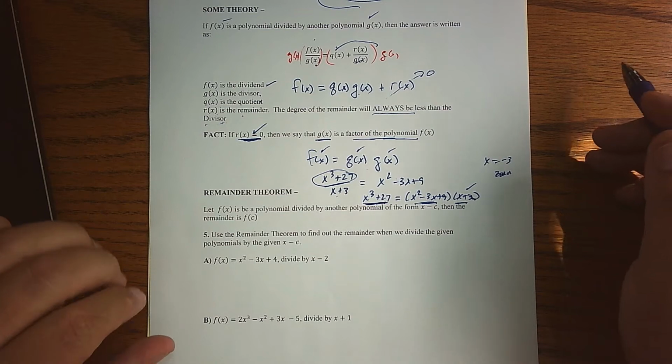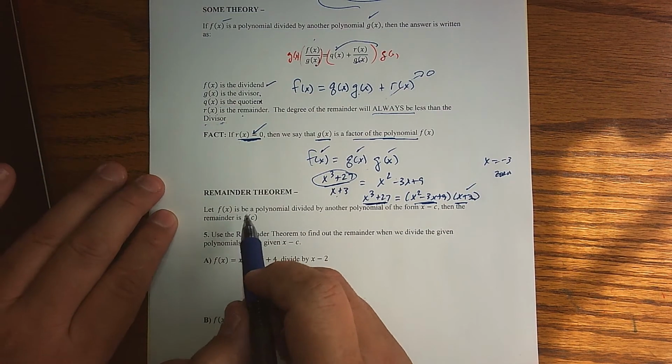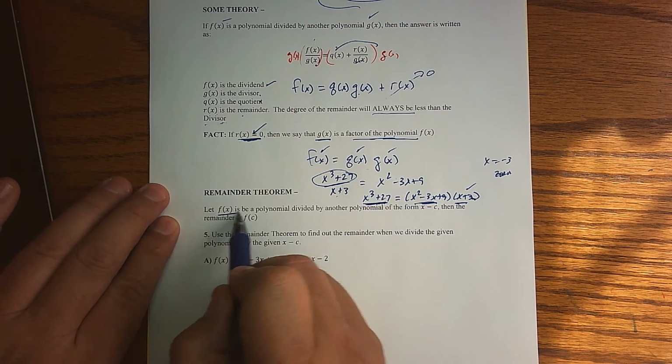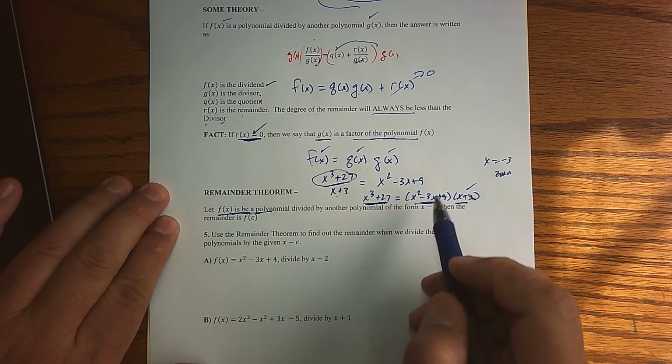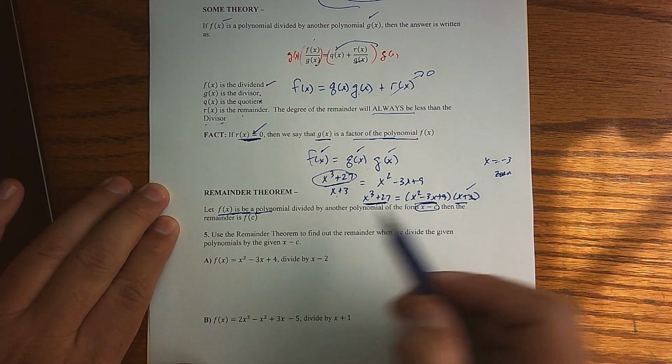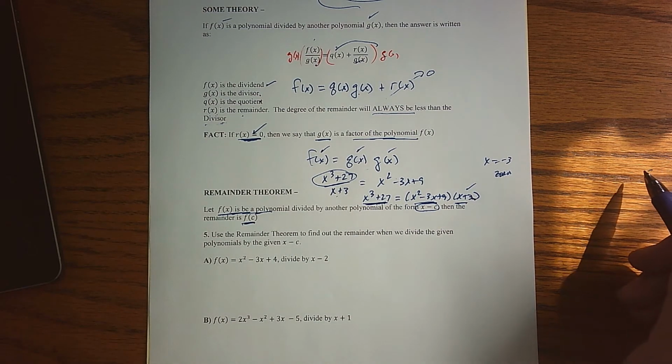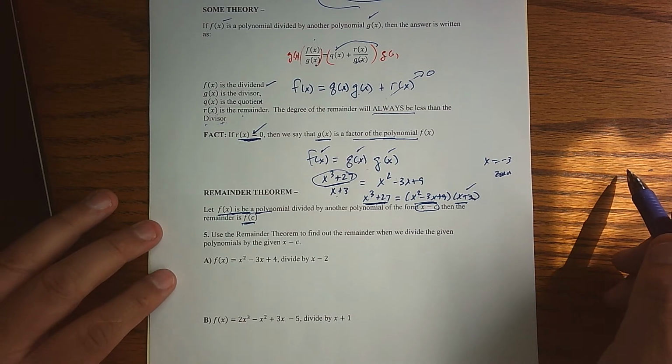Okay, so this fact now leads us to the remainder theorem. This is actually really wild: if we take a polynomial and divide it by another polynomial of the form x minus c, then the remainder is actually equal to f of c. And that is pretty doggone amazing. So let's use that remainder theorem to answer some questions.